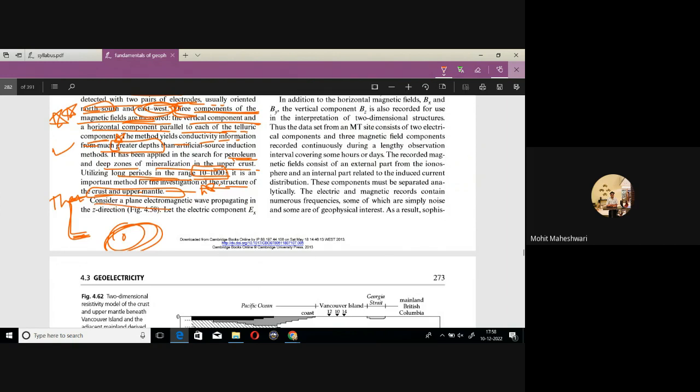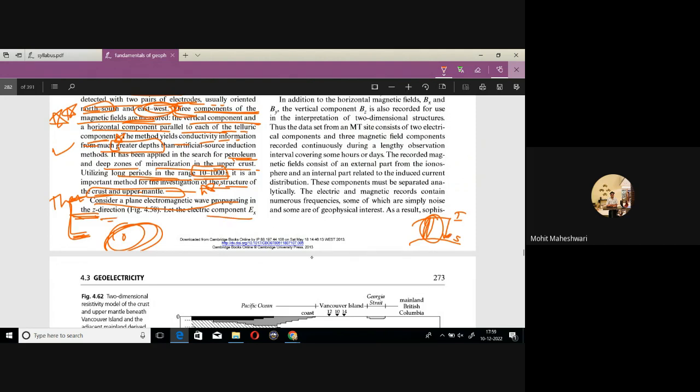Consider a plane electromagnetic wave propagating in the z direction. Why have we considered that? Because in the magnetotelluric method, we are using the magnetotelluric current. This is the surface, this is the ionosphere. Through the ionosphere, the fluctuating magnetic field will produce the electromagnetic current, which goes to the surface, is reflected back, reflected from the ionosphere, reflected again. So there will be a large vertical component. This is in the z direction.